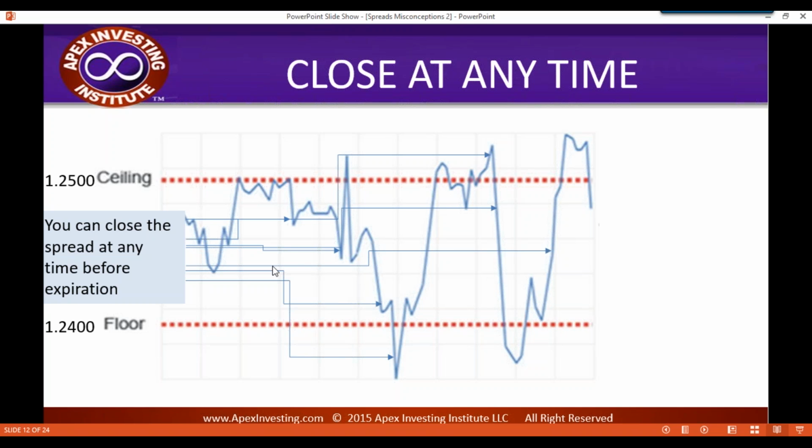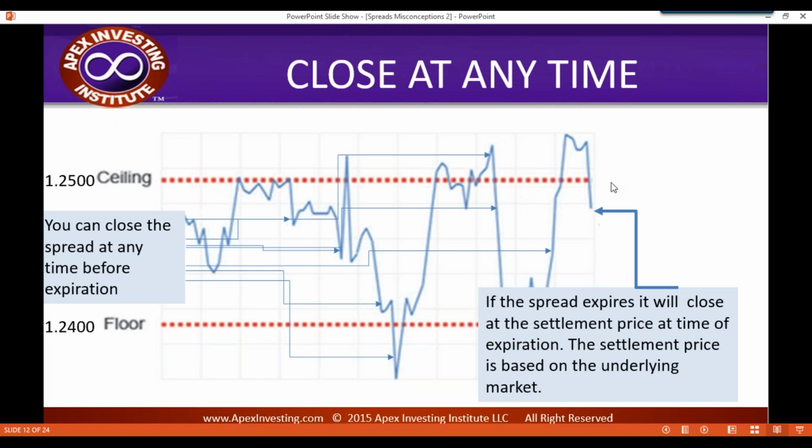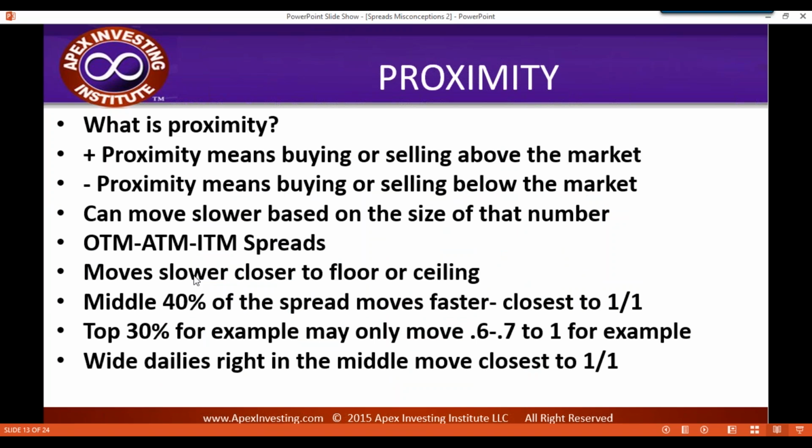So I can close it at any time. All right, and get in and get out. But if the spread expires, it will close at the settlement price at the time of expiration. All right, the settlement price is based on the underlying market. For example, if I had bought right here at 24.10, yes, the market went all the way up to 2,500, but then it came down, then it came up, and let's say it expired right here at 24.80. Well, what would I have made on that spread? If I bought at 24.10 and it expires at 24.80, all right, 10 to 80 is what? 70 pips, right? So I could have made 90 pips that I closed it out up here. But if I don't close it and it expires, what I make or lose is the difference of where I got in compared to where I get out. Simple as that. Okay? So that's in a nutshell the basics of how spreads work.